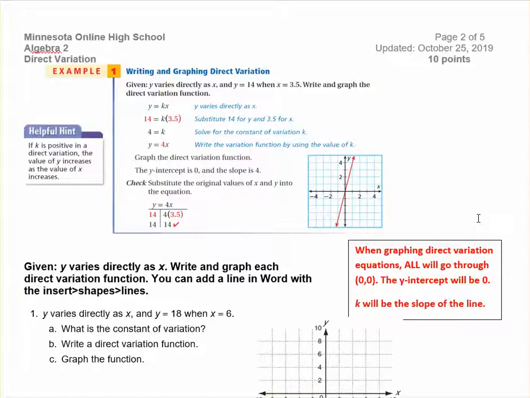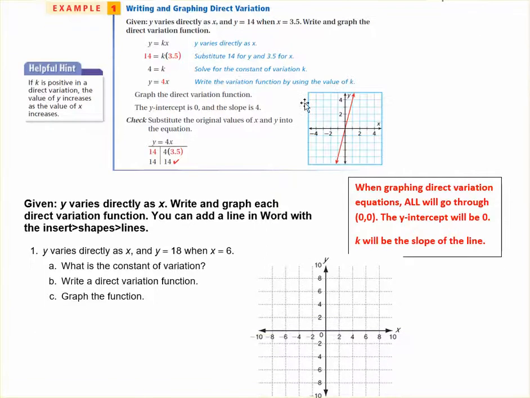The first part of this worksheet you're going to be writing and graphing. So you're going to write an equation and you're going to graph the function. Let's look at the example problem first. It says y equals k times x. That's the standard form of a direct variation equation. You're always going to write that when you start these problems, that y is equal to kx. Then we need to find k.